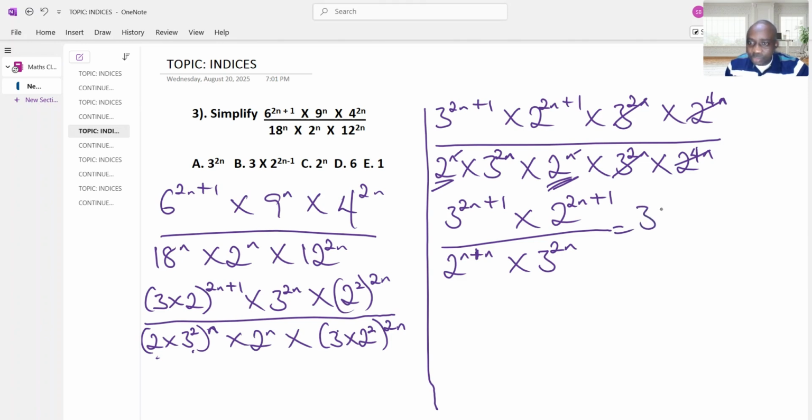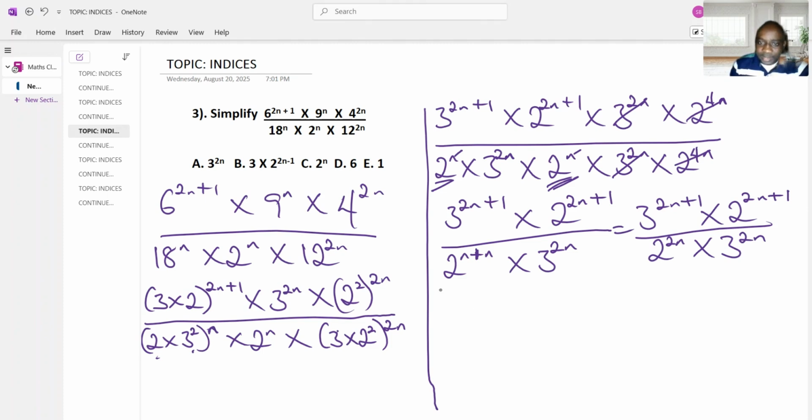Let me continue from here. 2n plus 1 multiplied by 2n plus 1 over 2 raised to the power 2n, 2 raised to the power 2n multiplied by 3 to the power 2n. Now I'm going to change the way this one looks, because I want 3 to be under 3 and 2 to be under 2, like this. Let me rewrite the question now.